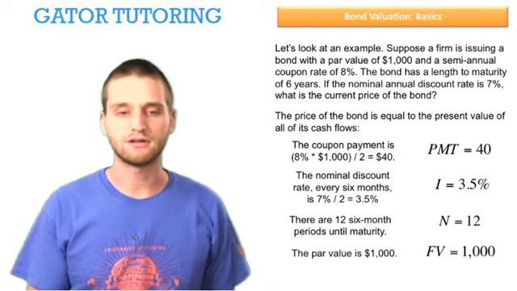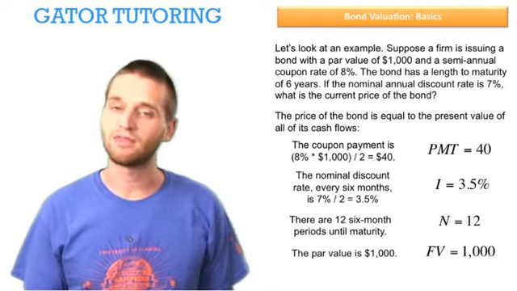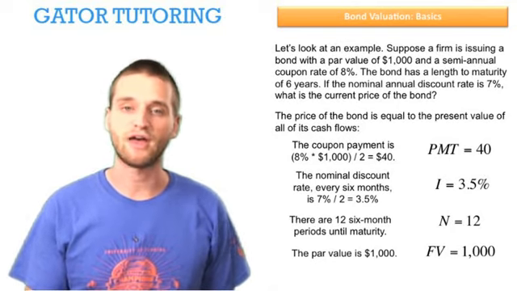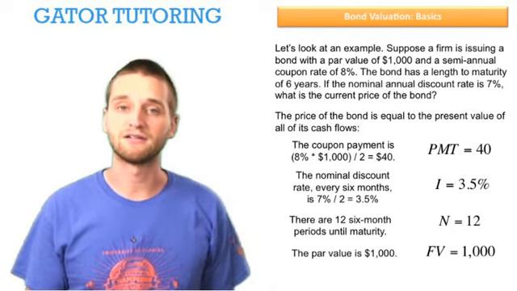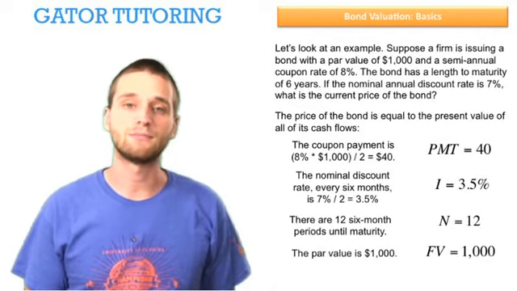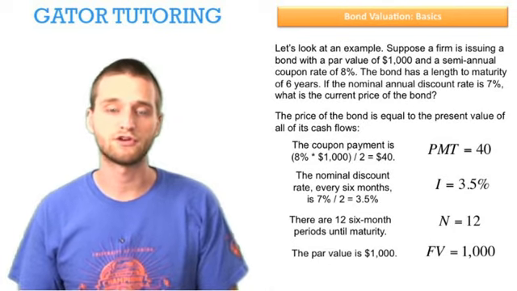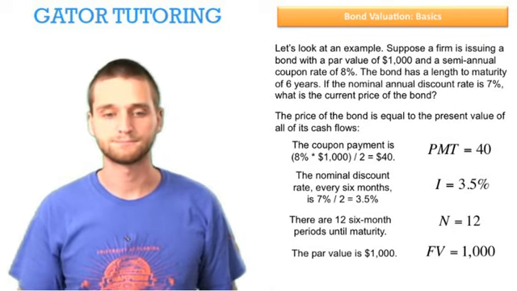And notice that the payment is positive. It's a $40 cash inflow every 6 months, and the future value is positive. It's a $1,000 inflow at the end of the bond's life. And when we're doing bond valuation, these two numbers need to be the same sign because they're all coming to the investor. They're all going from the firm to the holder of the bond.